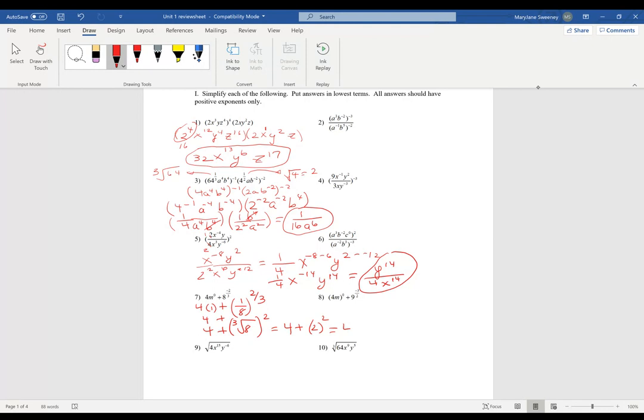Oh, why did I change? I'm sorry, I changed 1/8 to 8. Sorry. So we flipped the base. We had 1/8 to the 2/3. So that's the cubic root of 1/8 squared. Cubic root of 1/8 is 1/2. 1/2 squared is 1/4. So you got 4 plus 1/4, or 4 1/4.